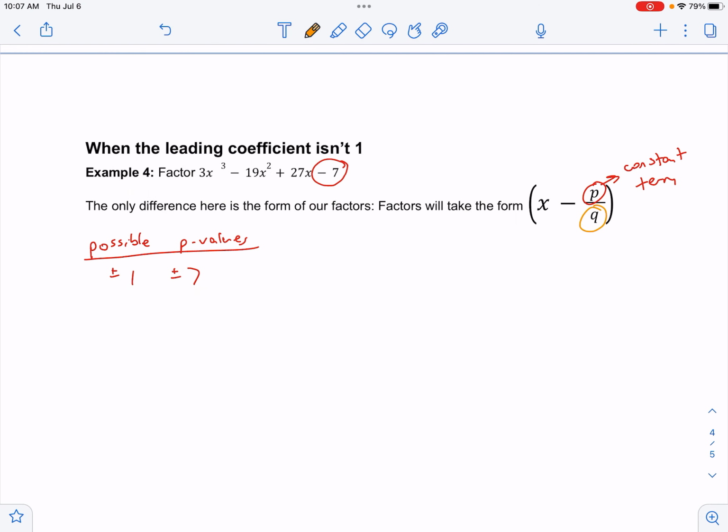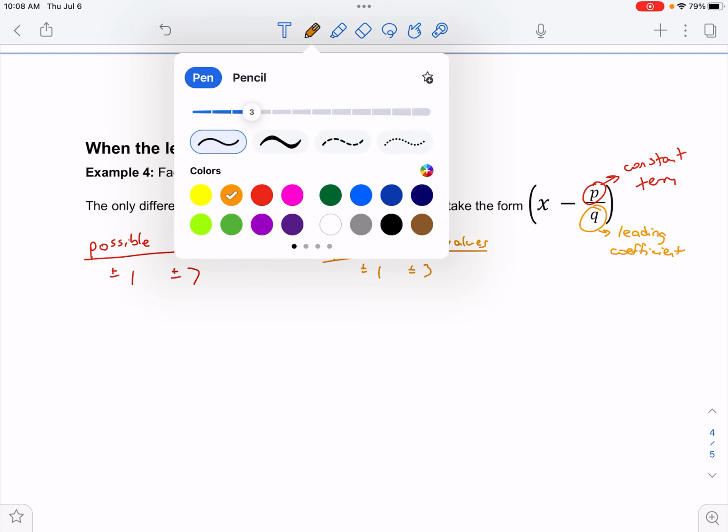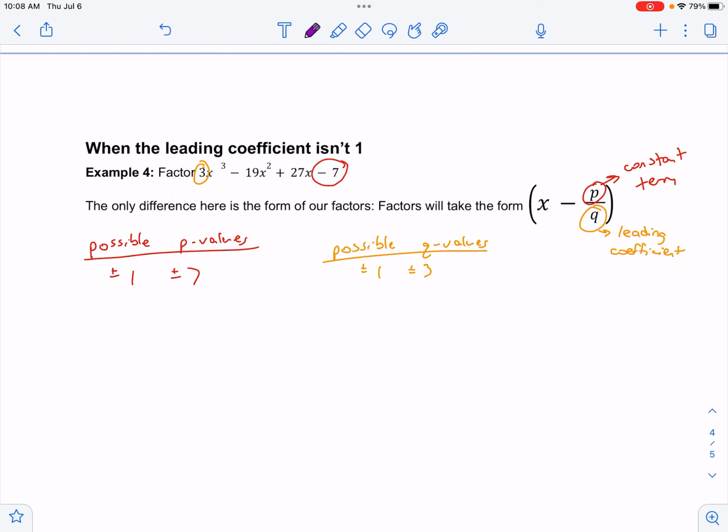Q, on the other hand, Q is our leading coefficient. And so in this case, that's 3. So possible Q values. Well, factors of 3 are 1 and 3. Plus, minus, plus, minus. Now what we have to do is we are literally going to list all of the different P over Q values.